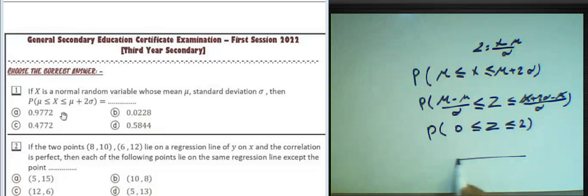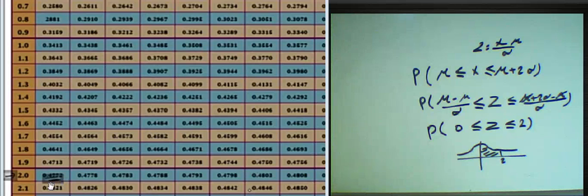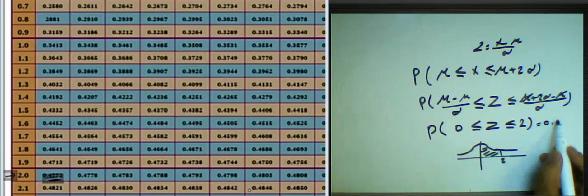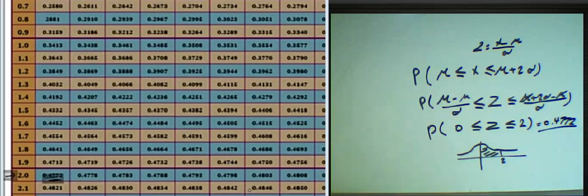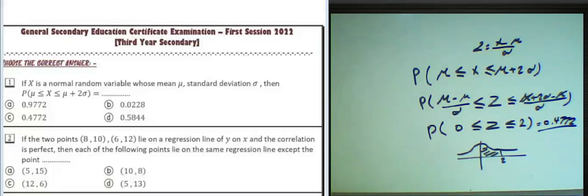So we must look at the probability here. We have this curve, the probability from 0 to 2. Look at the table and find the probability, the area. Okay, look at the table here. The result will be 0.4772. This is the result. Choose letter C.